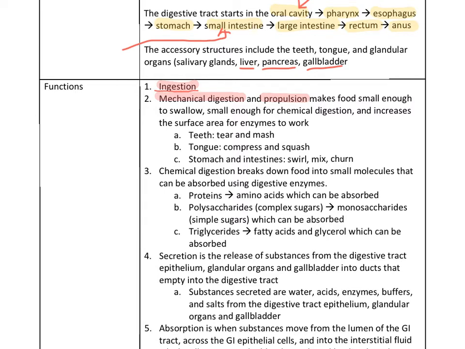So there's different structures that help with mechanical digestion. In the mouth, we have teeth that tear and mash. There's the tongue that compresses and squashes. There's the stomach and the intestines that swirl and mix and churn.